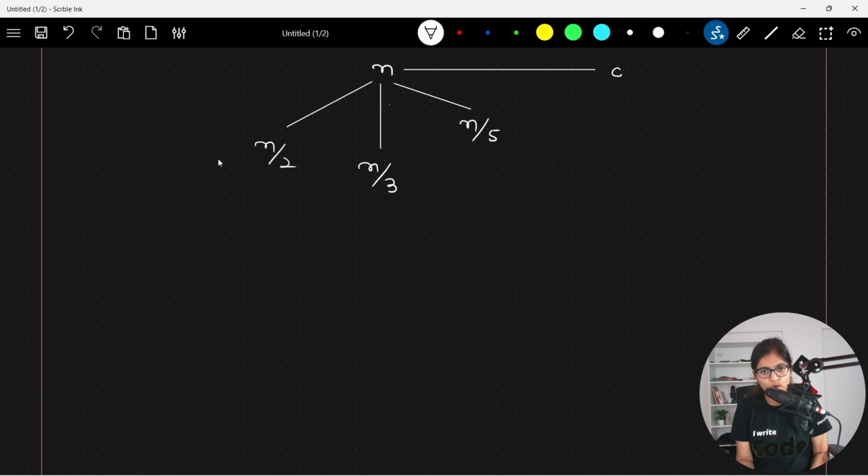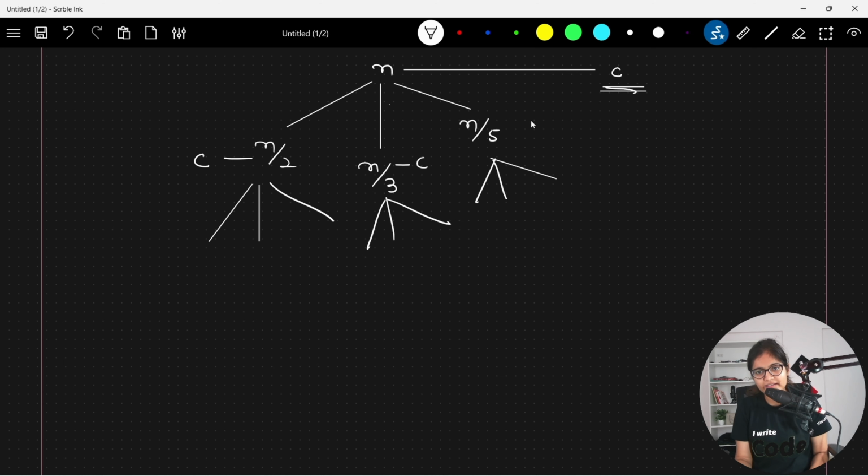So here the cost requirement will be C when I am dividing my n into 3 parts. It means that when we are dividing into n by 2, n by 3 and n by 5, each is having a cost requirement of C only. So in total the cost will be 3C, right?